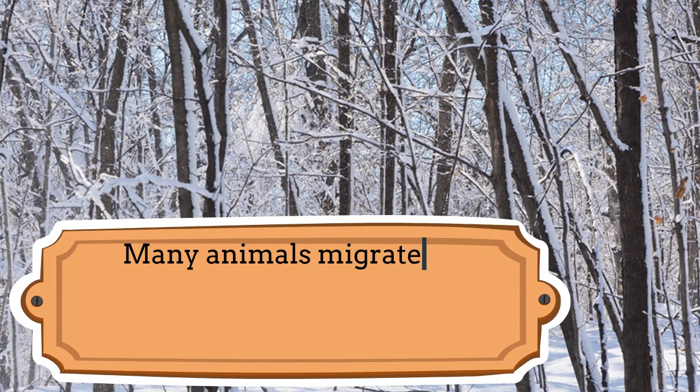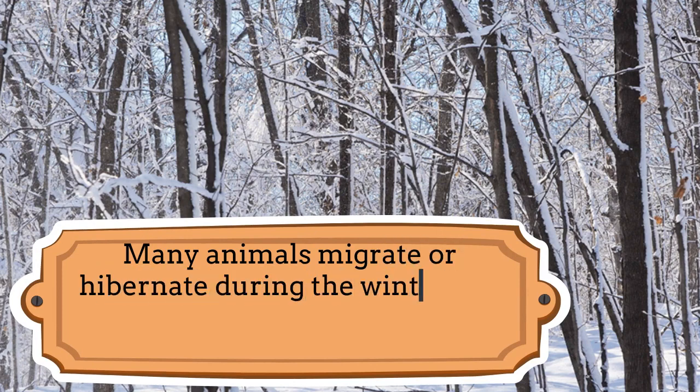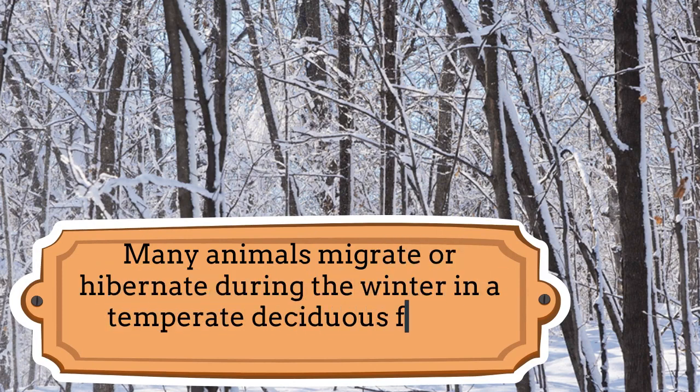Many animals migrate or hibernate during the winter in a temperate deciduous forest ecosystem. They must protect themselves from the cold. Remember, while the plants and animals in a tropical rainforest interact with non-living things the same way throughout the year, in the temperate deciduous forest ecosystem there are vast differences depending on the season.